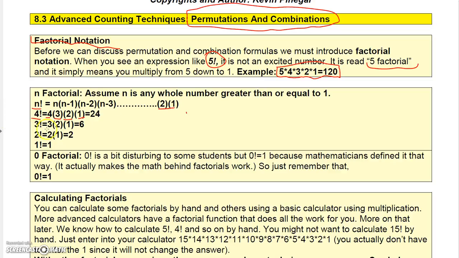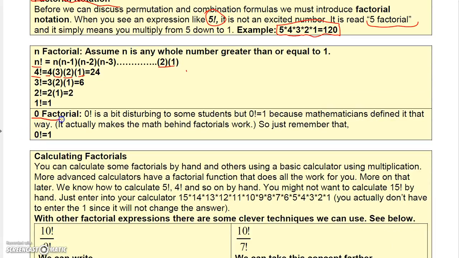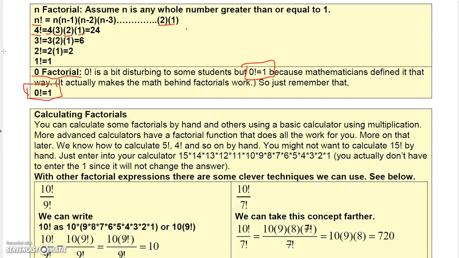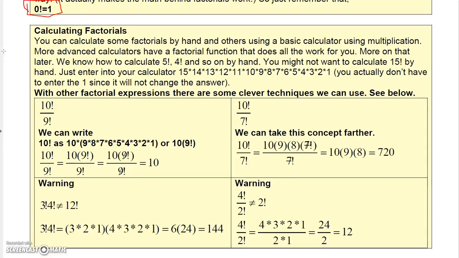Now 3 factorial would be 3 times 2 times 1, which is 6. 2 factorial is 2 times 1, which is 2. 1 factorial is 1. 0 factorial, you're just going to have to remember that 0 factorial is always 1. So just put that in your memory banks, and if it bothers you, then don't let it bother you. Okay? 0 factorial is understood to be 1.